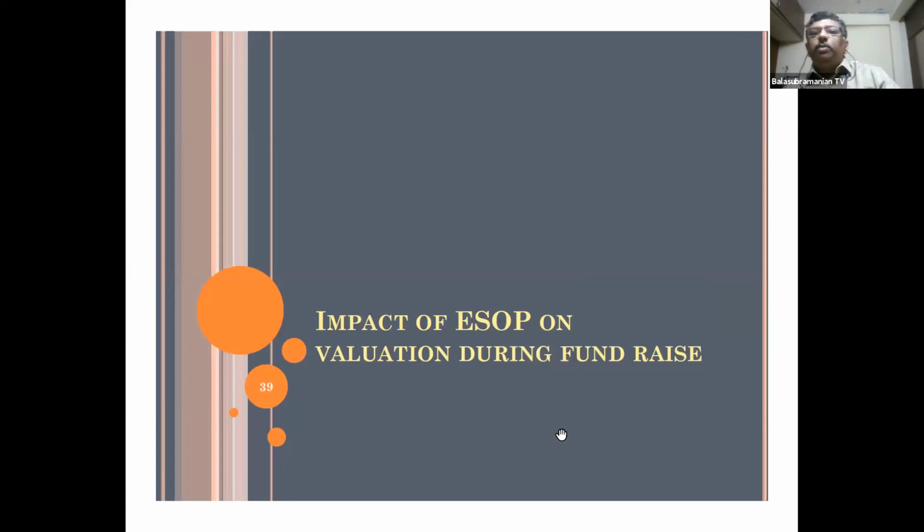Now, the last topic which we want to touch upon before I take questions is this. Till now we saw ESOP valuations, valuation for the purpose of ESOP, etc. Now, many a times we will have another area where we will have a concern, or a requirement to consider appropriately, which is when we are doing valuation, let's say for a fundraise or for an IPO, etc.